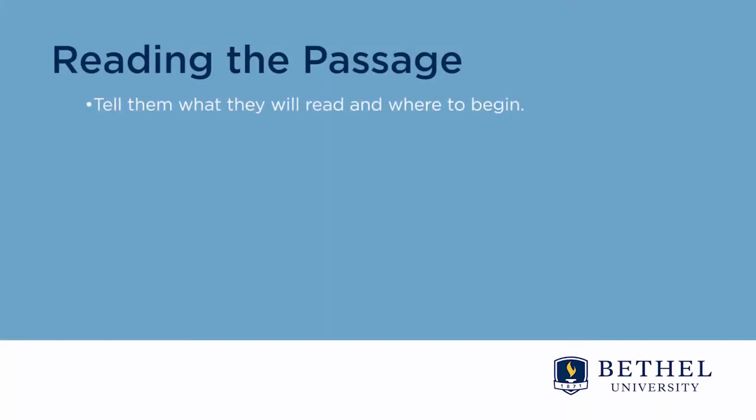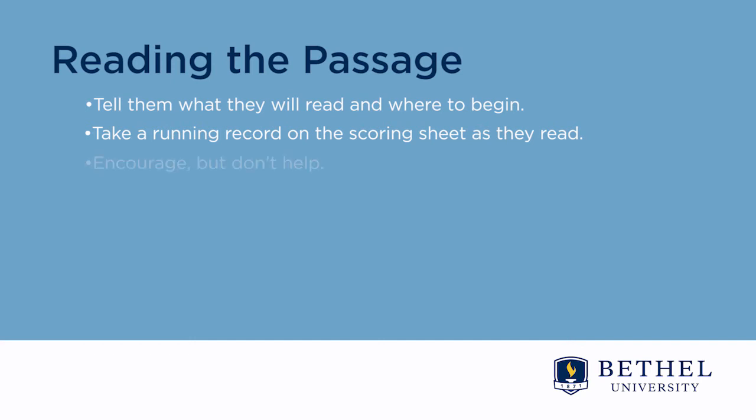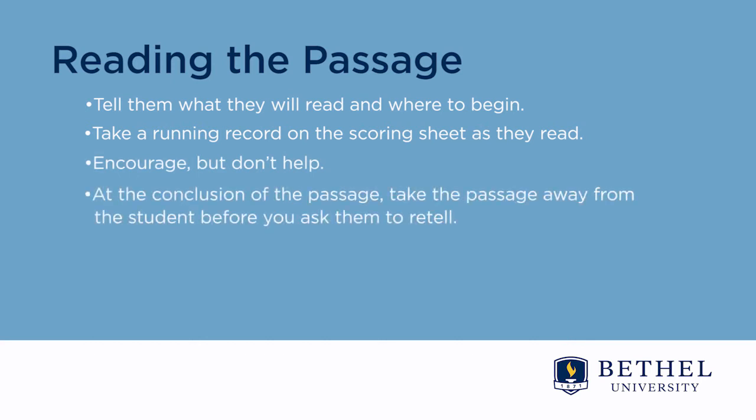Students can read from the QRI manual, but show them what they will read and where to begin. Take a running record on the scoring sheet as they read. Listen to your audio recording later if you weren't able to capture the miscues during the live reading. Encourage, but don't help. At the conclusion of the passage, take the passage away from the student before you ask them to retell.